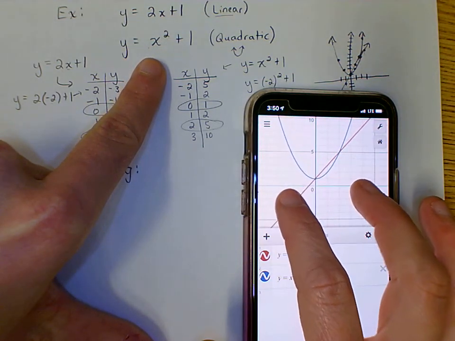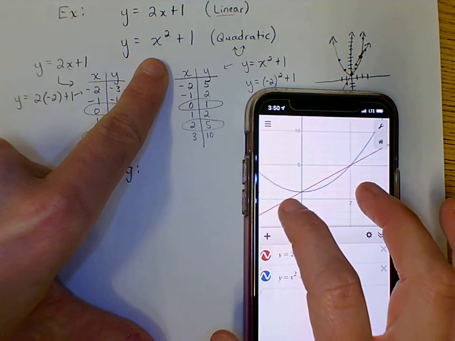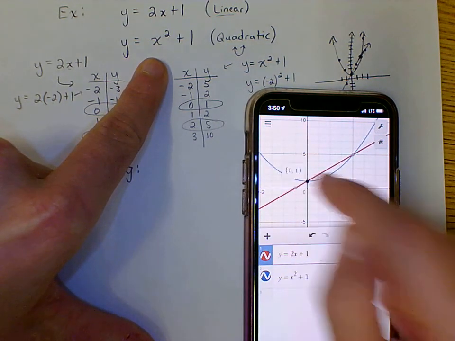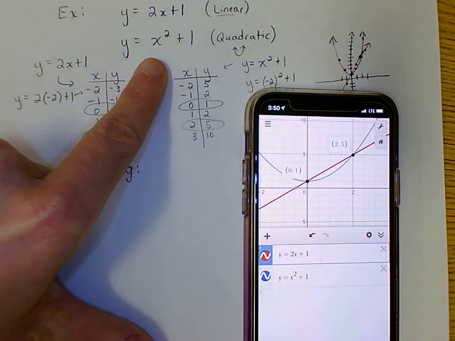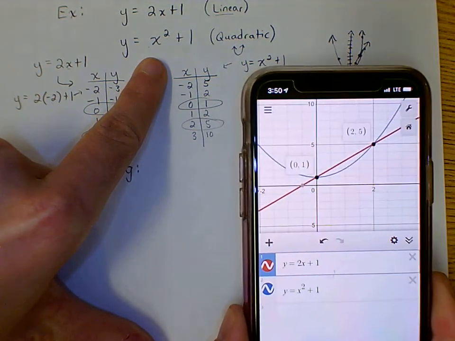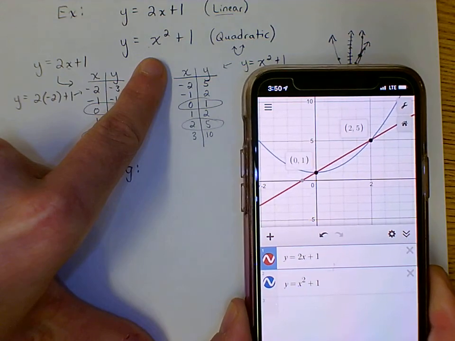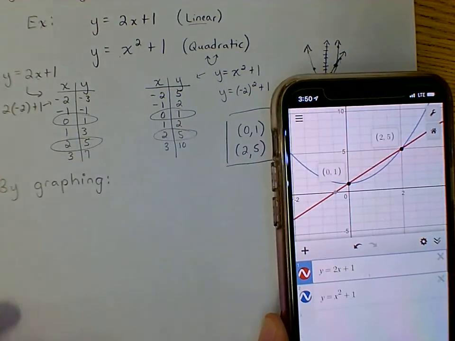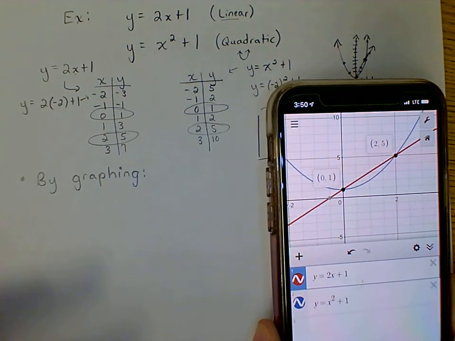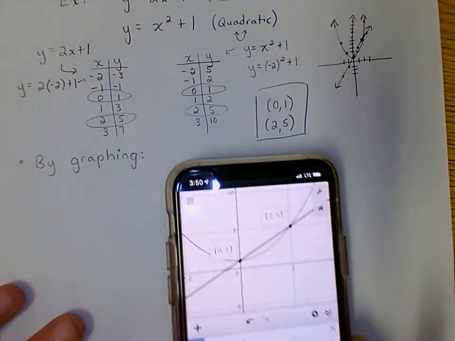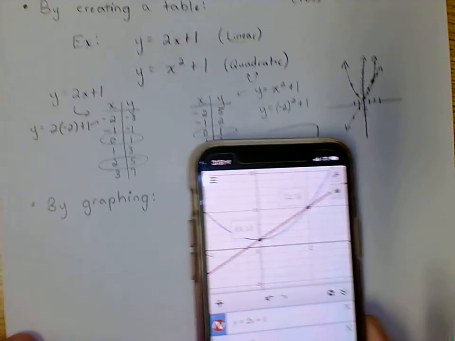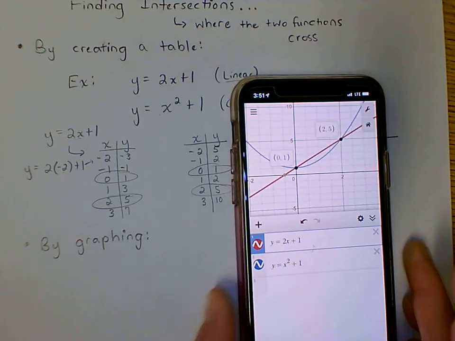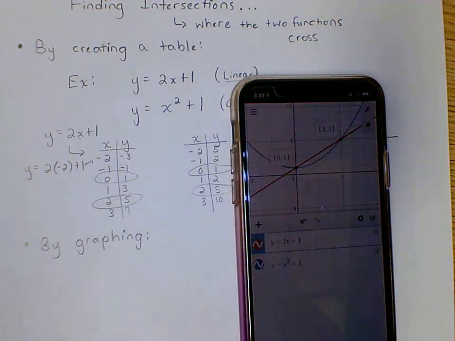And notice you can zoom into your graph, and you can see the points where they cross. And then for Desmos, you could actually just click, and you will notice that it'll show you where they cross. And so you could have also got it by doing that, okay? But sometimes you have a calculator or Desmos available, and sometimes you don't. And so you have to know both ways. But that is how you create a table to find the intersections, and it's also how you can graph it using a graphing calculator.